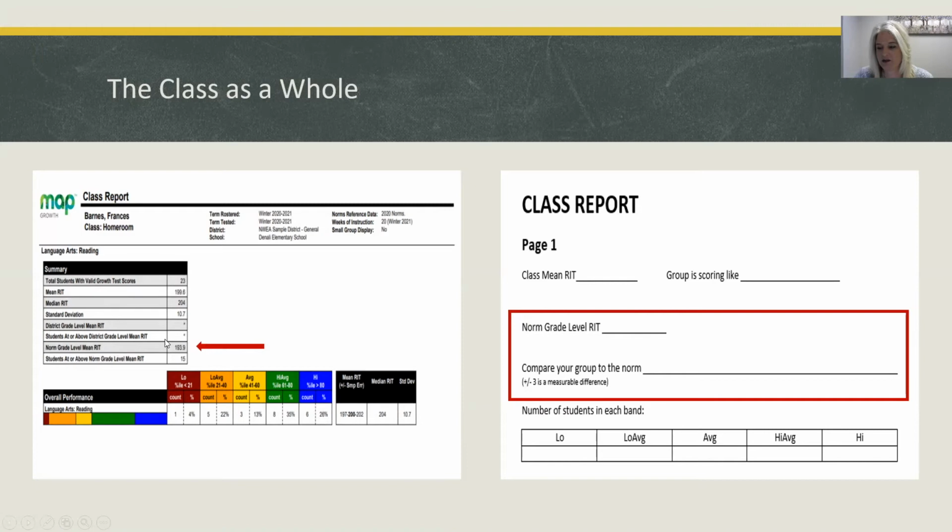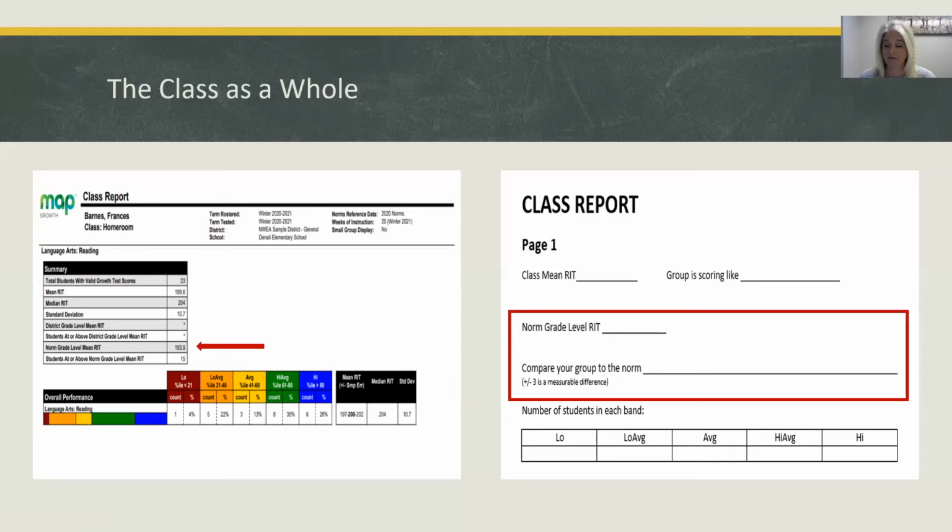So this is basically telling you what's in the chart, and I'm going to write down 193.9. This is a 199.6. This is a 193.9. And since that is more than 3 points higher, it is a measurable difference. So when I compare my group to the norm, since it's beyond those 3 points, so 3 points higher or 3 points lower is significant, then I would say that my class is performing significantly higher than the norm as a whole. This is good information.